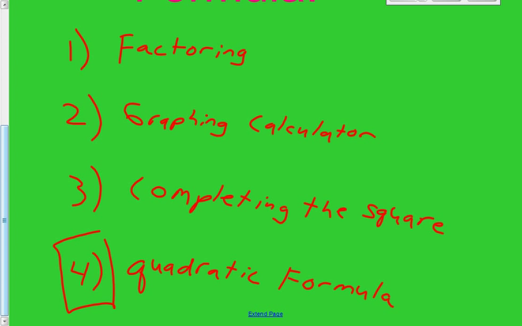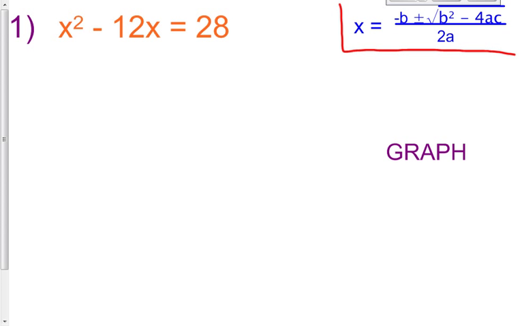So there are some benefits to using the quadratic formula. Another reason, it is pretty quick as well. So we'll have 6 problems on that. We'll go through those now.